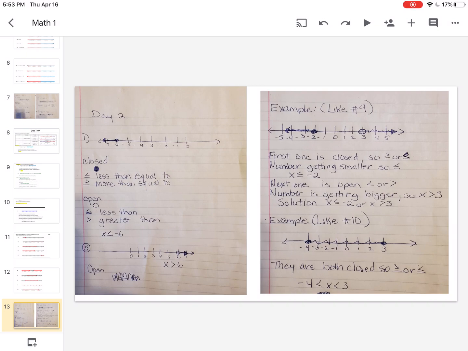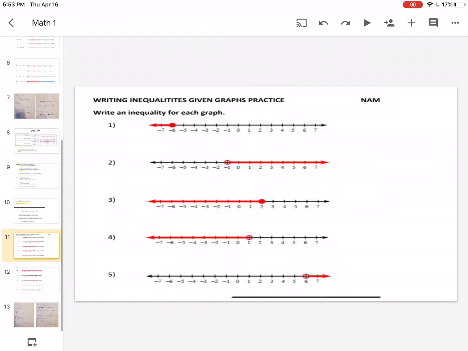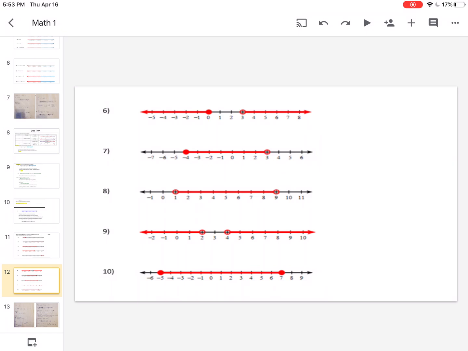Here's an example like number 10. They're both closed, so they have lines underneath. So negative 4 is less than x, x is less than 3. We could also write it as x is greater than negative 4 and x is less than 3. It depends how you like to write it. So again, you have 1 through 10 to do. You're writing the inequality, so you're coming up with the answer.